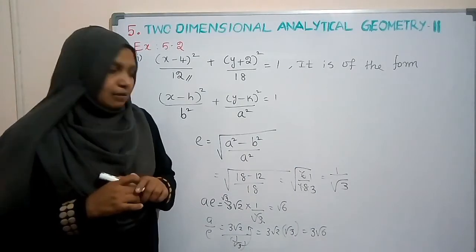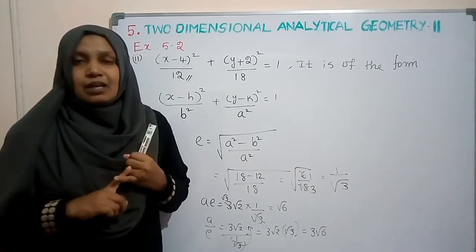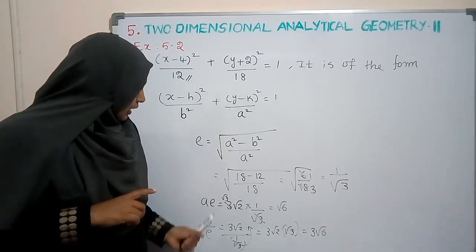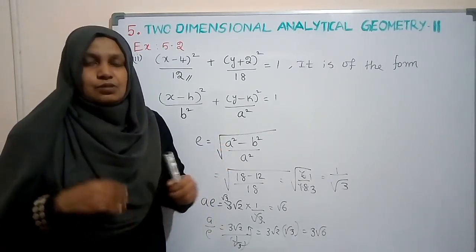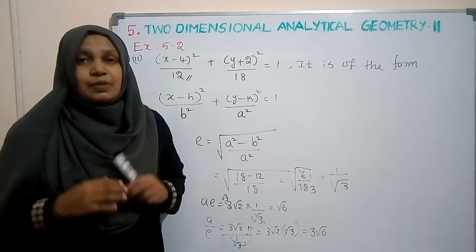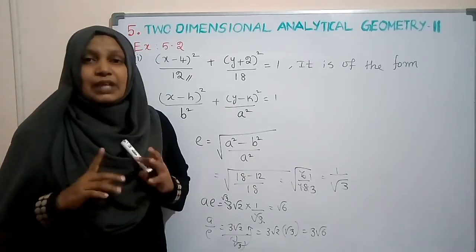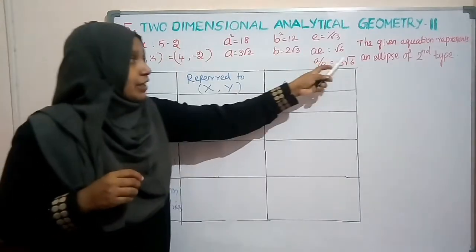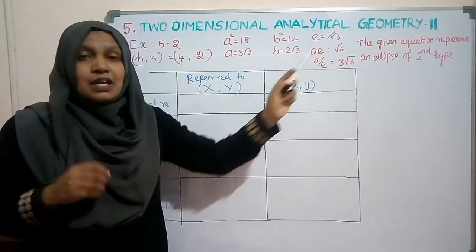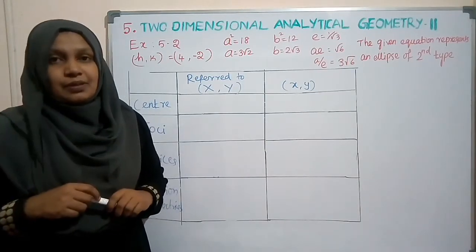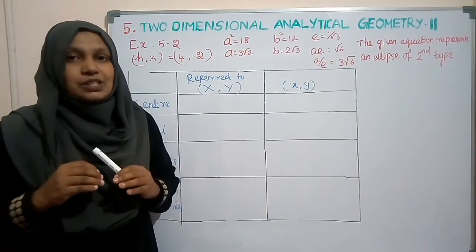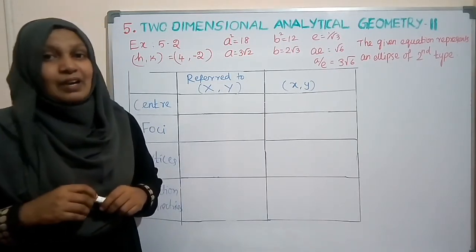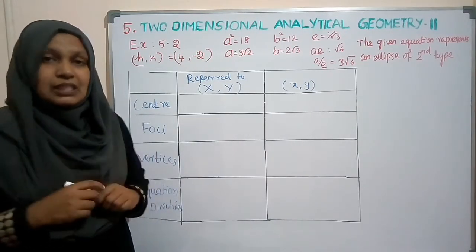So before forming the tabular column, now we have got h comma k, a and b, eccentricity e and also ae and a by e. Using all these values, we can form the tabular column, which is referred to as capital XY and also small xy. So we should write, the given equation represents an ellipse of second type. Okay. Because in our equation the greater value a square is on the denominator of (y minus k) the whole square. So it is of the second type.